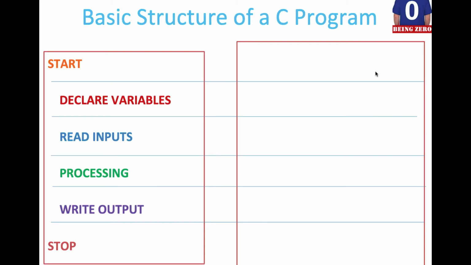But we should understand what the start equivalent is in the C language. In C language, the start equivalent is int main, round brackets, curly brackets. So this is our start. Any C program we write will begin with this. Now, what is the stop equivalent? The stop equivalent is the statement return 0 and the closing curly bracket. So this will be our stop equivalent.